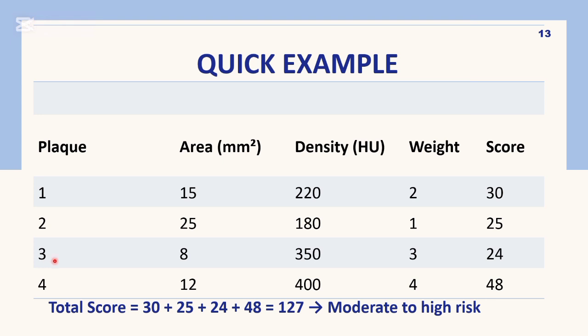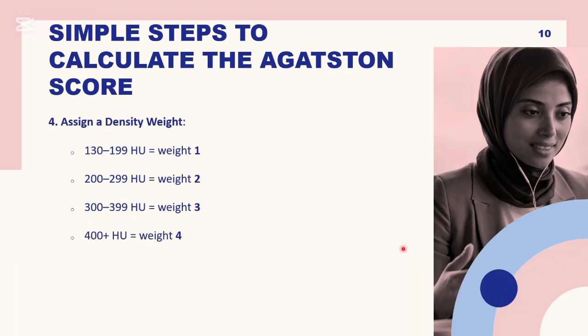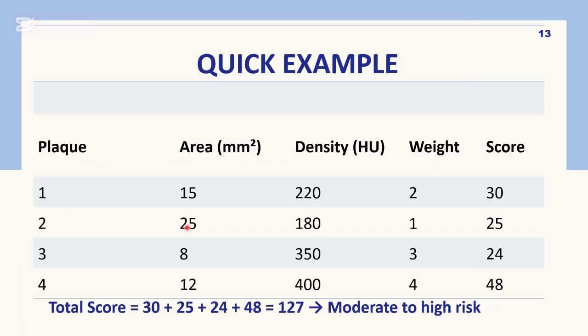For the third one, the area is 8 and the density is 350. For the 350 we give the value 3. How do we give the value 3 for 300? Because of this one, 300 to 399, the third, and the last one was 400. So for the 400 we give the value of 4.